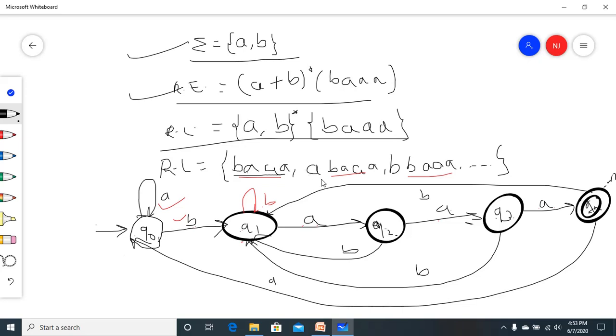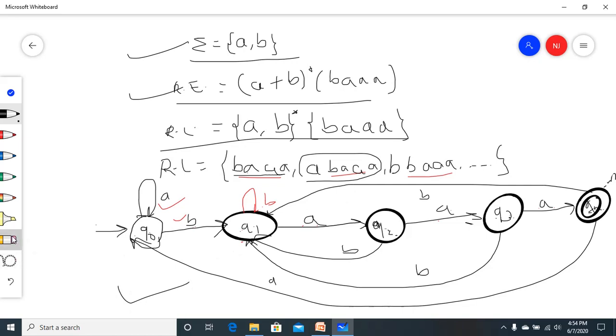Okay, let me take a second example string. We are in the Q0 state. We read the first character A, and we remain in that state only. Second character B, and we are in the Q0 state, so the transition from Q0 to Q1 applies. Likewise, we are in Q1 reading A, we go to Q2. In Q2 we read A, we are in Q3. In Q3 we read A, and we are in the QA state. The string is over and we are in state QA. That means this string is recognized by this finite automata.